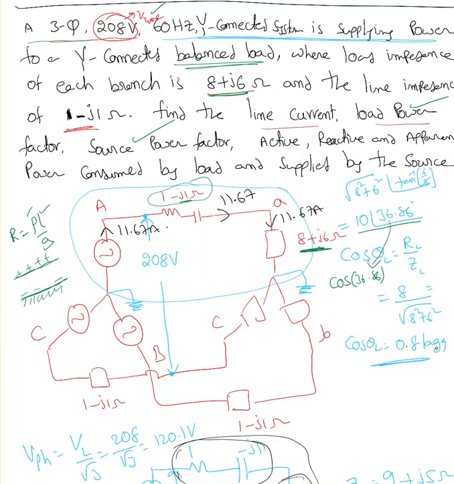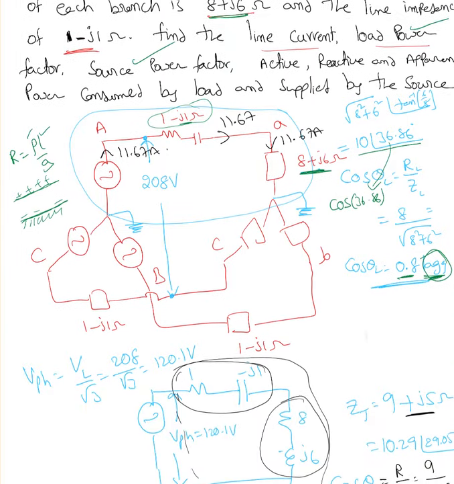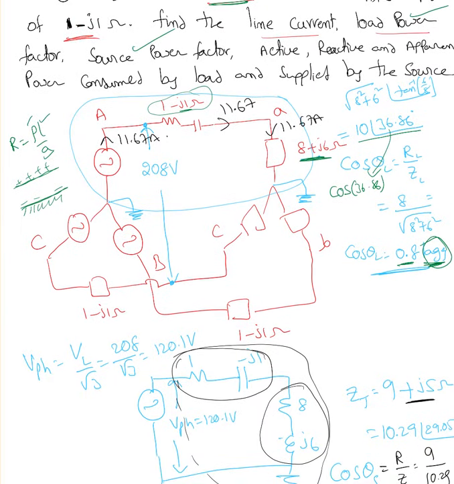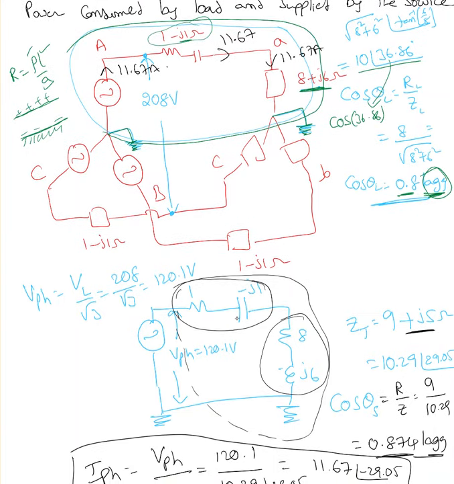The power factor is 0.8. Make sure you indicate whether it is a lagging power factor or a leading power factor. Here 8 plus J6 is an inductive load, and because of the inductive load, it's a lagging power factor. Now, this is the circuit diagram I drew. Since it's a balanced load, and here it is grounded and here it is also grounded, I'm going to separate this part and represent it here. So I have 1 minus J1, 8 plus J6.